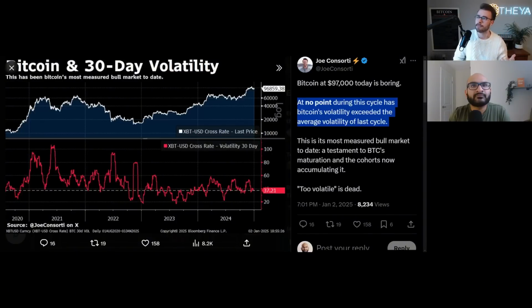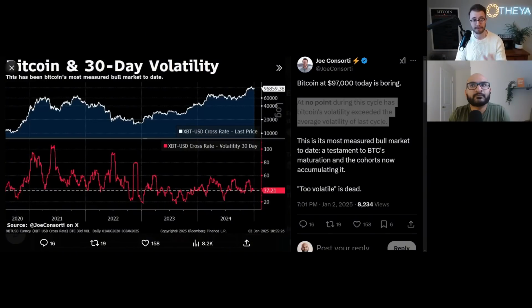One hallmark of Bitcoin, and people always use this as an argument against investing in Bitcoin, is that Bitcoin is too volatile. Well, this is the 30-day rolling volatility, and at no point during this cycle has there been a crazy sell-off or a crazy 15K candle day, either up or down, that has caused volatility to spike. That's quite remarkable, right?